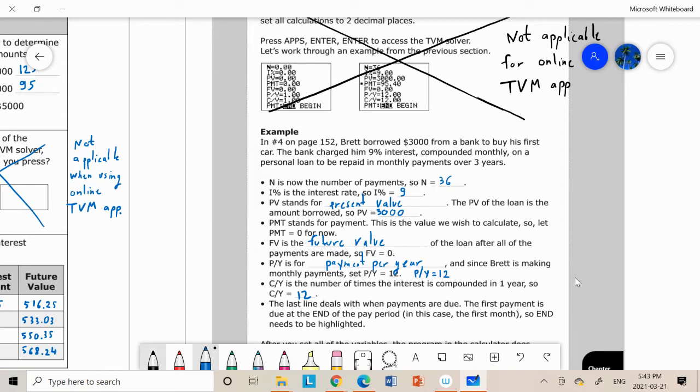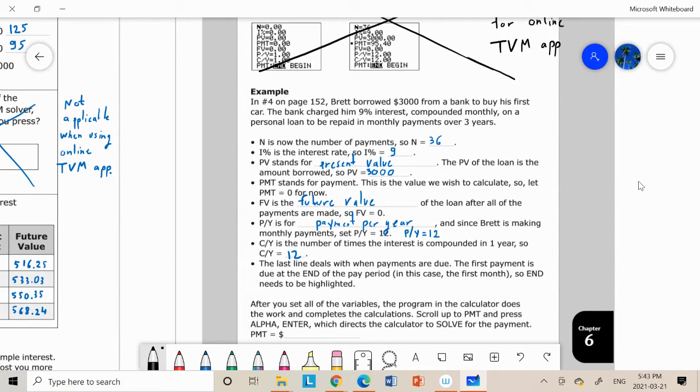And this is not relevant. The other 3 lines are not relevant to us because this has to do with using a regular calculator. We are using a TVM solver, another app. And after you set all the variables, the program in the calculator does the work and completes the calculation. So let's do that now.